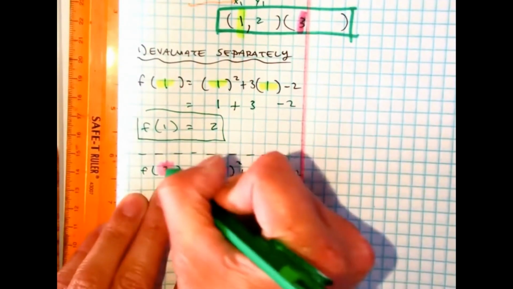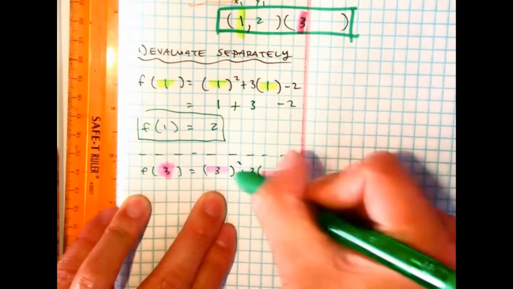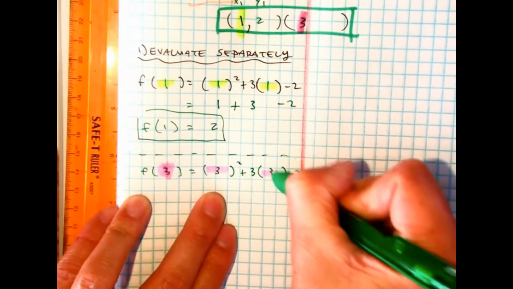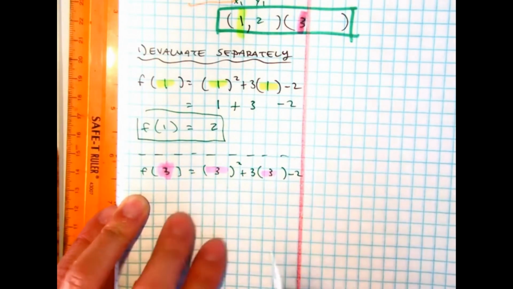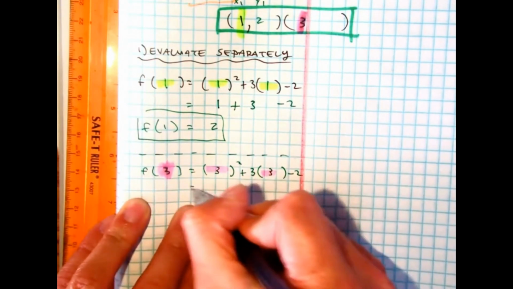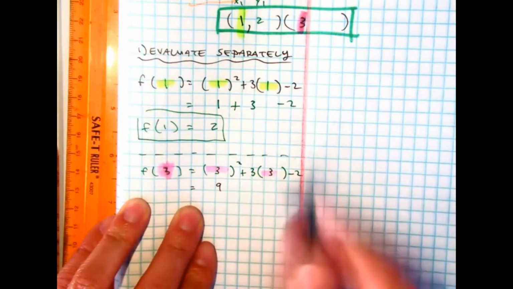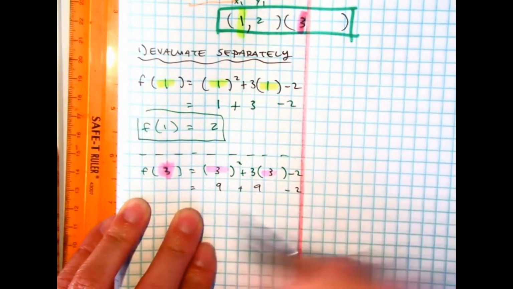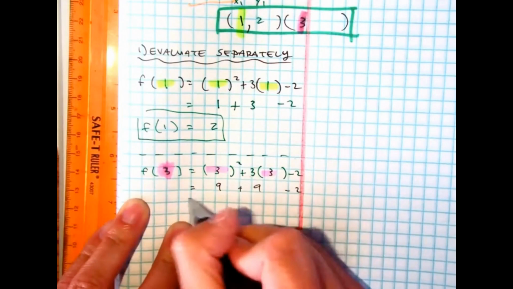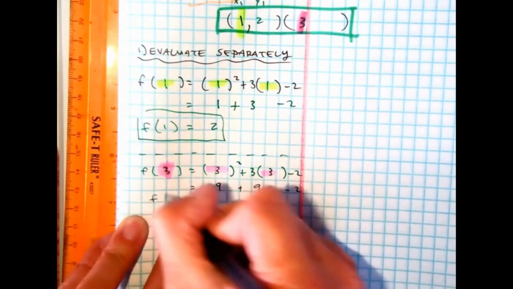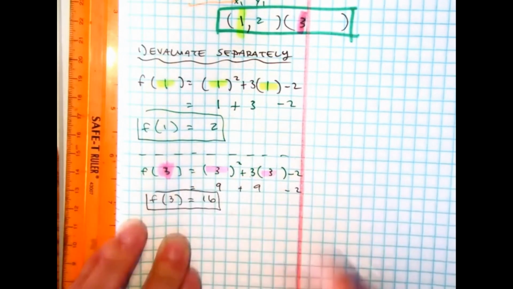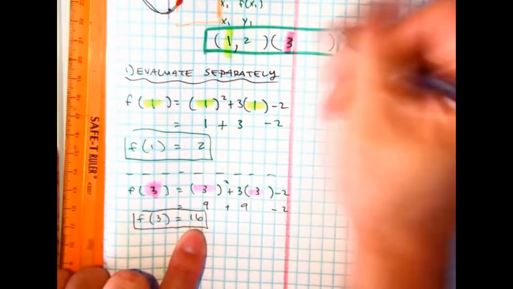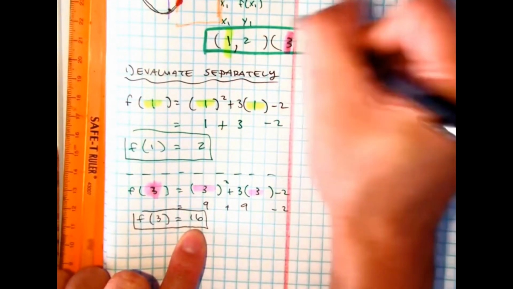So now I have f of 3 equals 3 squared plus 3 times 3 minus 2. Class, what's 3 squared? 3 times 3? 9 plus 9 minus 2. F of 3 equals 16. 16 is the output of our second point.